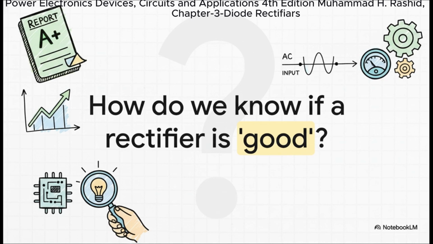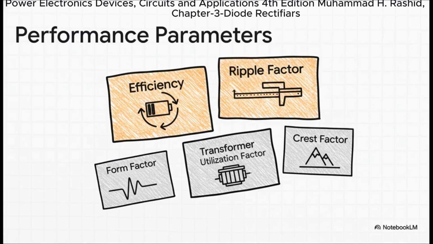Well, as engineers, we need real numbers, specific parameters, so we can compare different designs and really understand how effective they are. And we've got a bunch of tools in our toolkit for this. We can look at efficiency, ripple factor, form factor, transformer utilization factor, you name it. Each one tells us a little something different about how the circuit is behaving. But for today, we're going to zero in on two of the most important ones, efficiency and ripple factor. They really give us the best first look at performance.